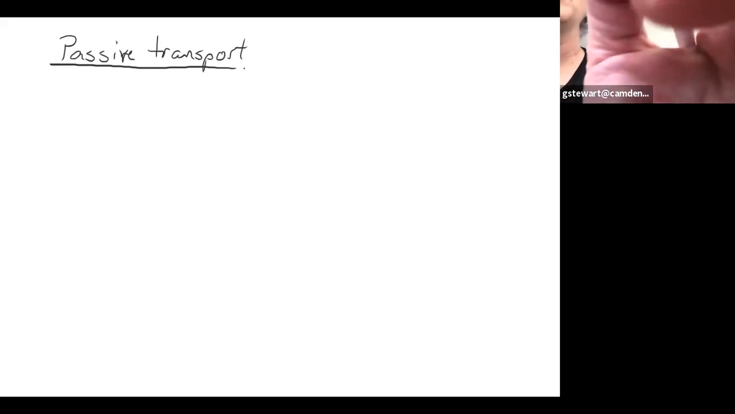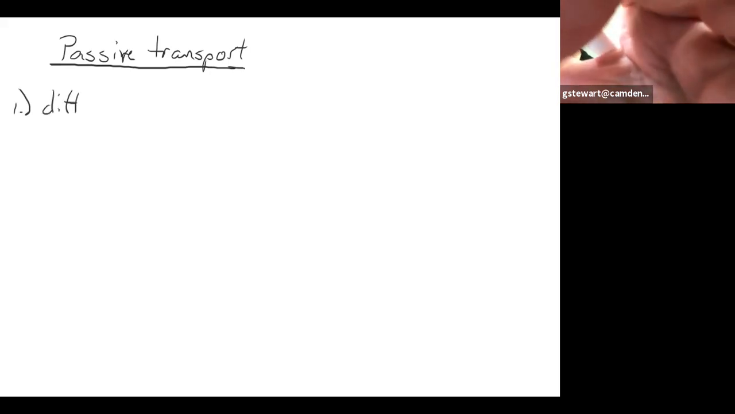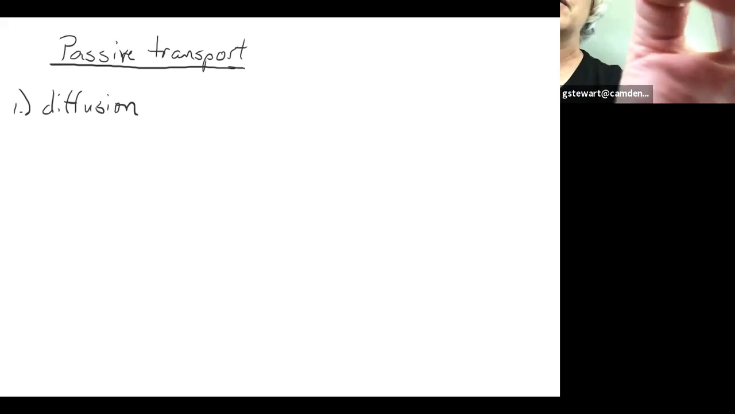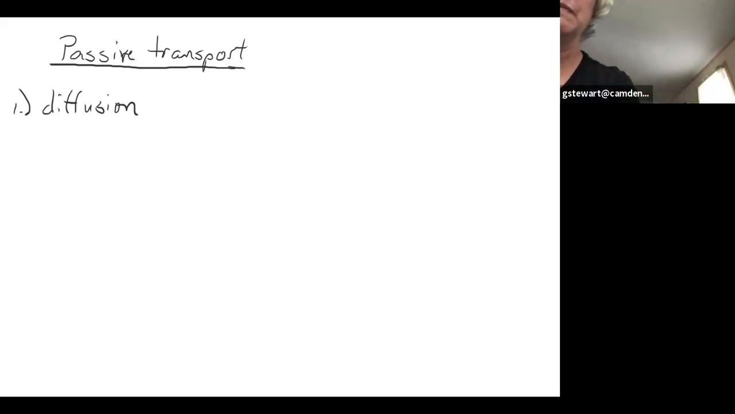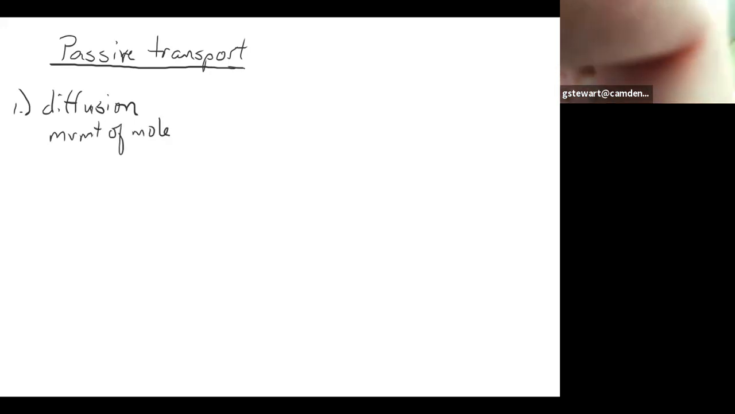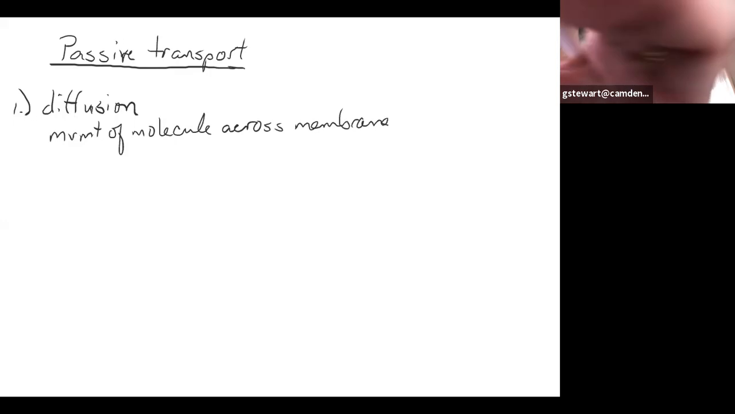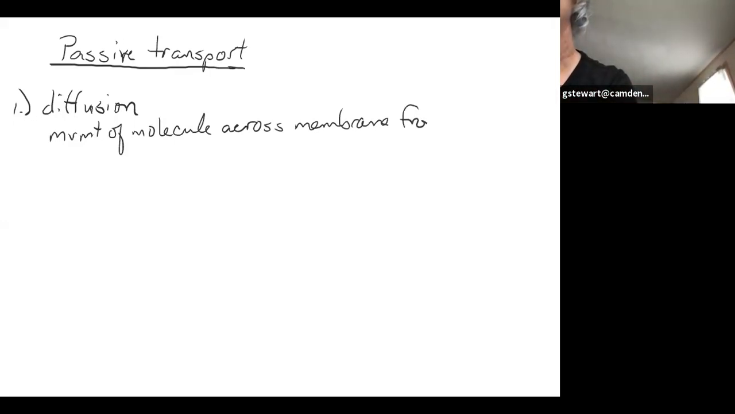Okay, so let's take a look at the first type of passive transport. It's just called diffusion. Again, sometimes you'll see this called simple diffusion. And diffusion is just that. It is movement of a molecule across the membrane from a high concentration of that molecule toward a lower concentration of the same molecule.